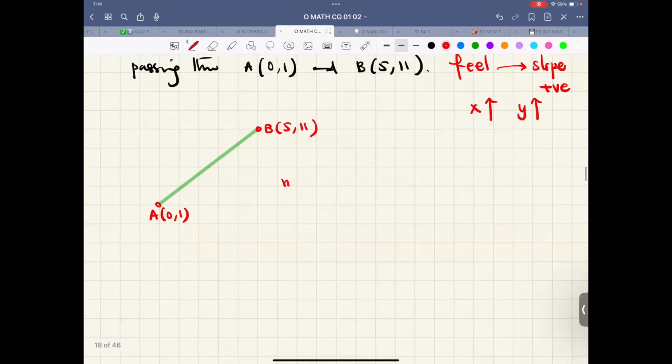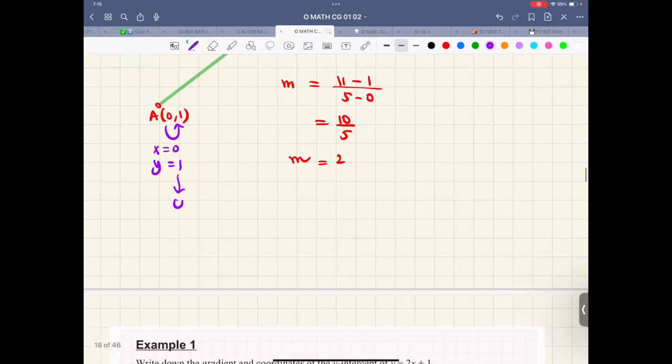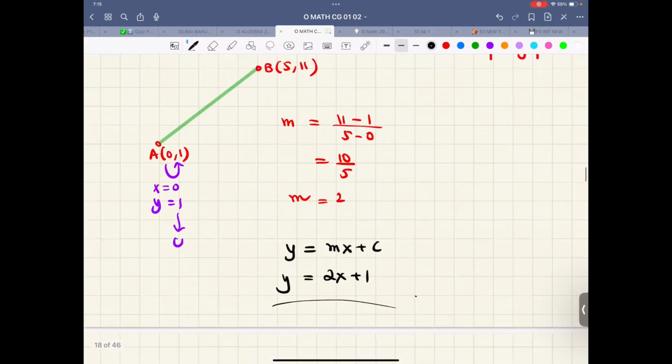So therefore, the gradient is 11 minus 1 over 5 minus 0, which is 10 over 5, which comes out to be 2. So the gradient is 2. Again, when x is 0, y is 1, this 1 is the y-intercept. So therefore, the equation is y is equal to mx plus c, y is equal to 2x plus 1. That is the equation of the line.